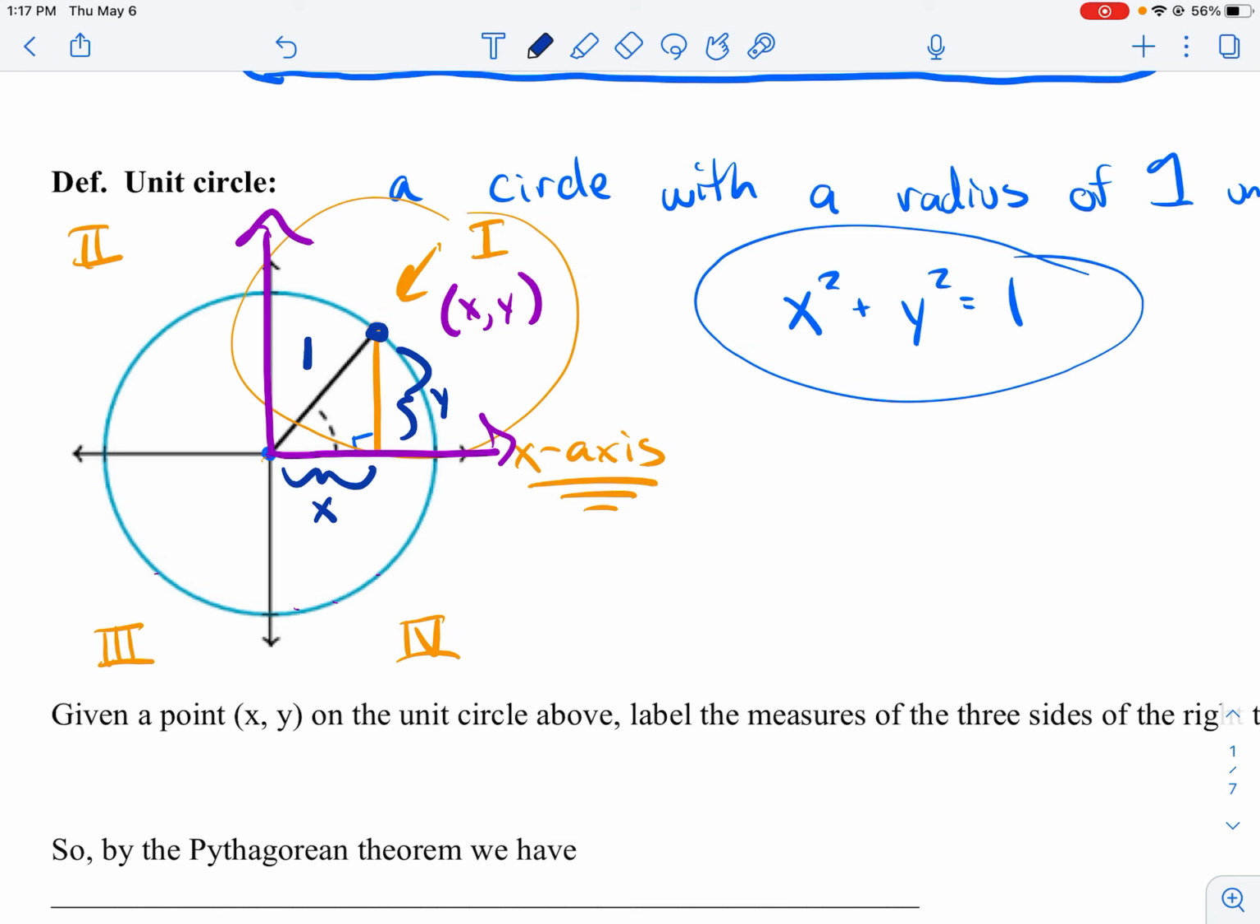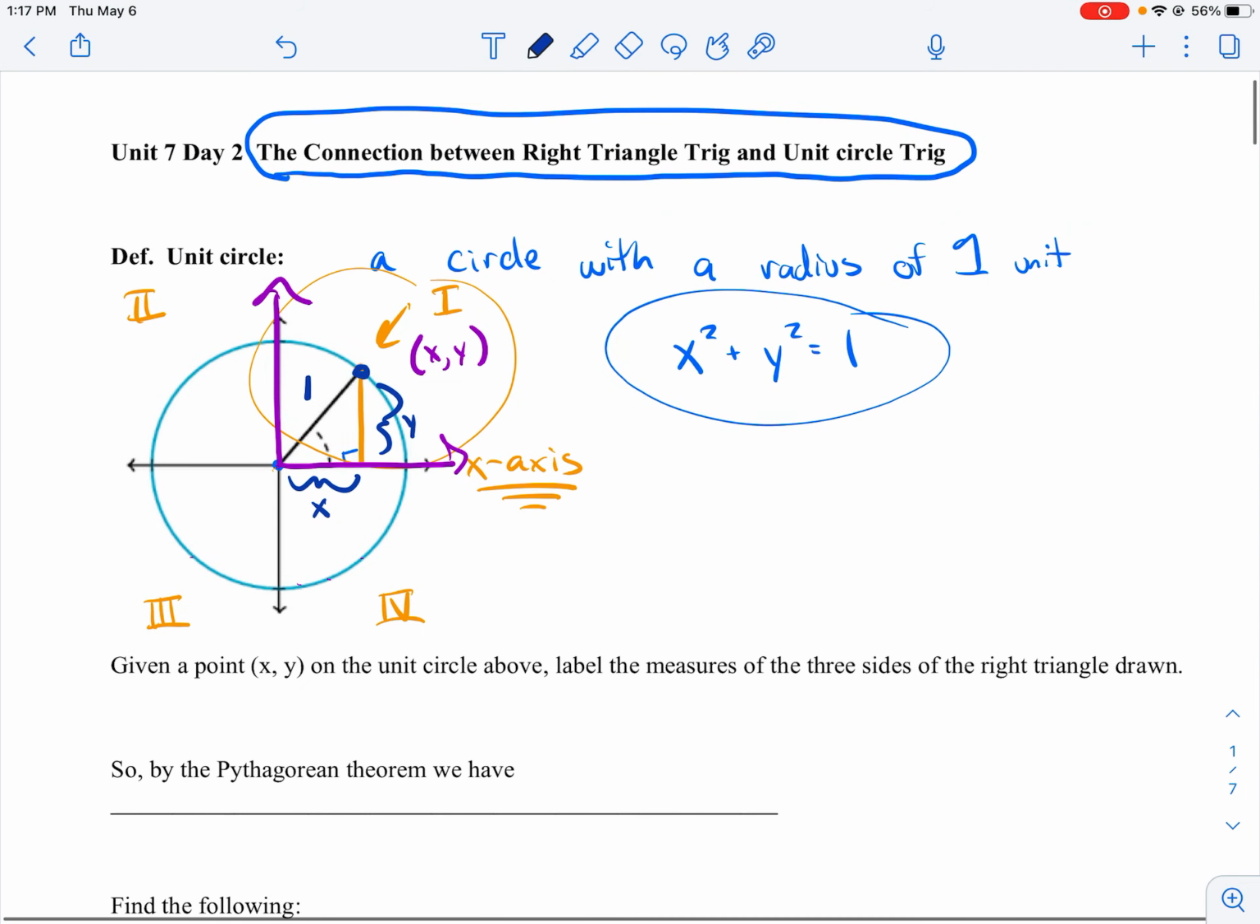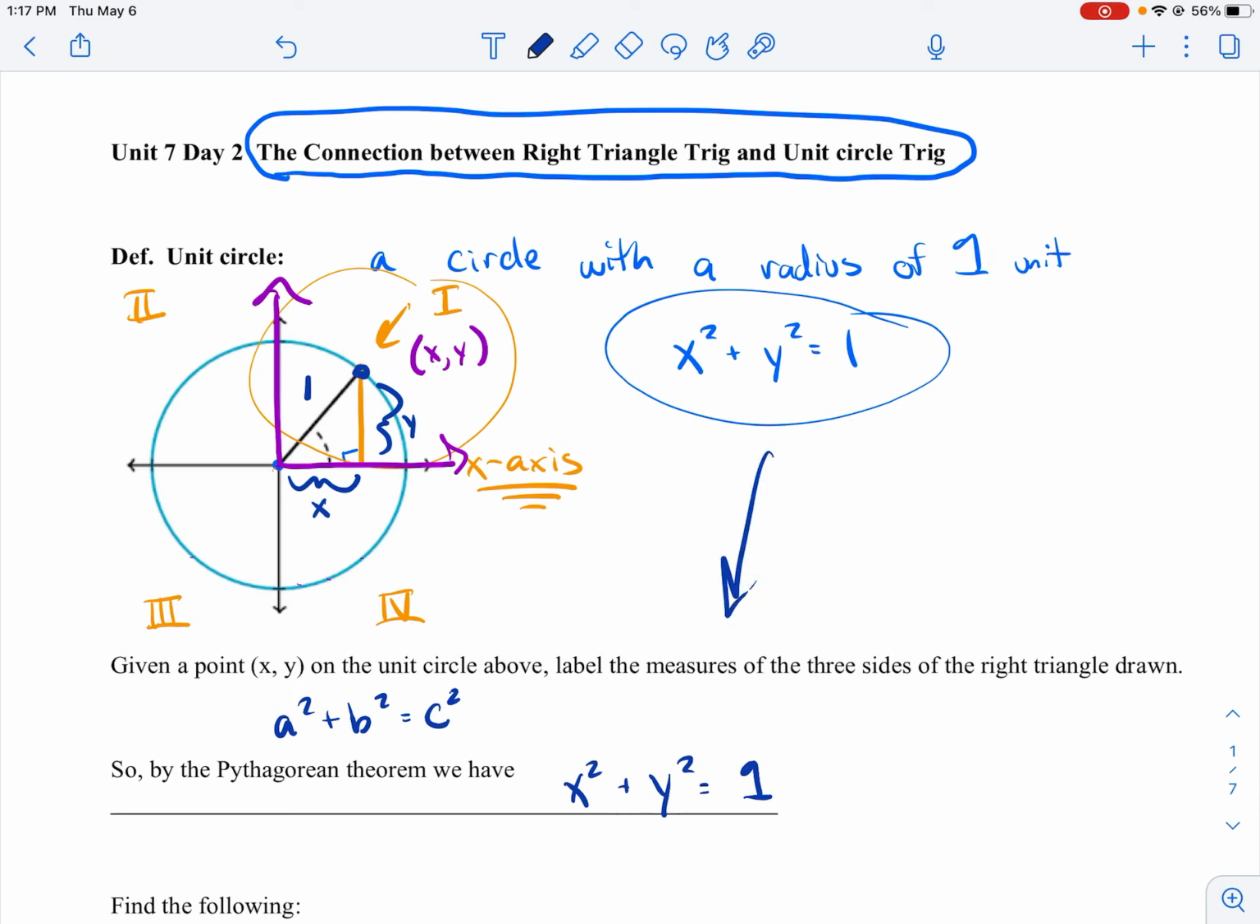We've put points on the graph before. But by Pythagorean's theorem, remember, Pythagorean's theorem was a squared plus b squared is equal to c squared. We substitute what we have in for those values, and so now we have x squared plus y squared is equal to 1 squared, which is the equation of this unit circle. Pretty cool how that ties back in.